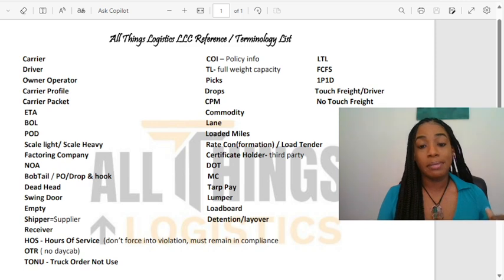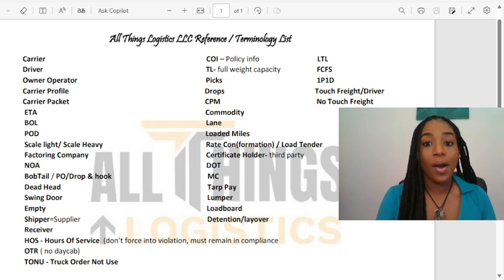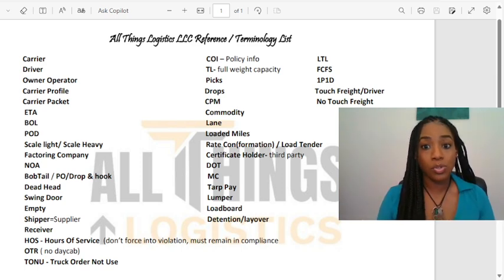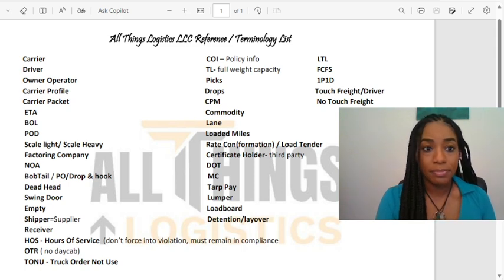And then when it comes to carrier packets, that's something you're going to receive from the broker, and you're going to have to complete that on behalf of your carrier. Okay, I hope that's making sense to you. So the carrier profile you provide to your carrier, right? And the carrier packet is what the broker is going to provide to you to complete on the carrier's behalf.